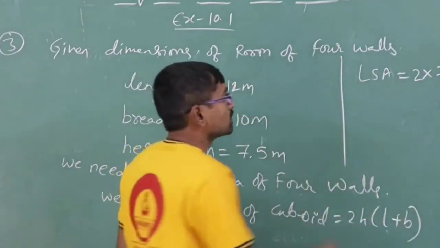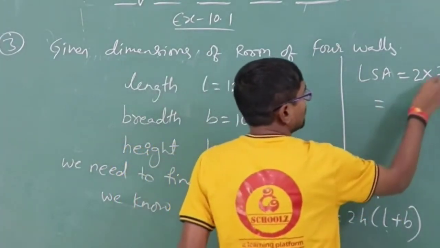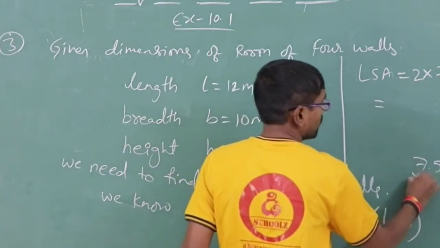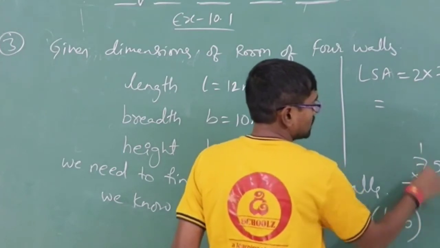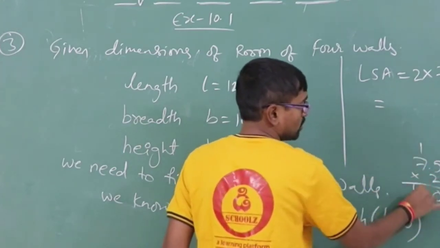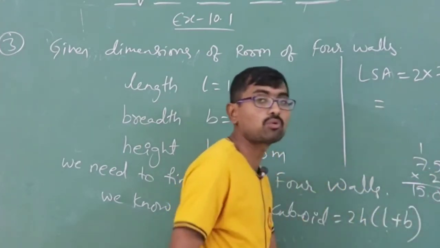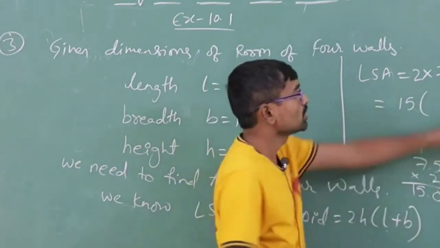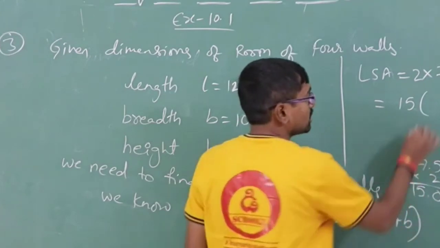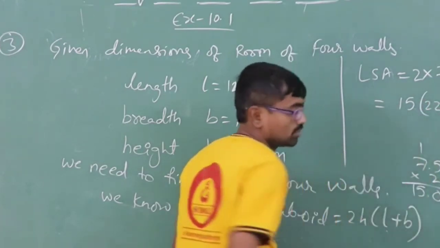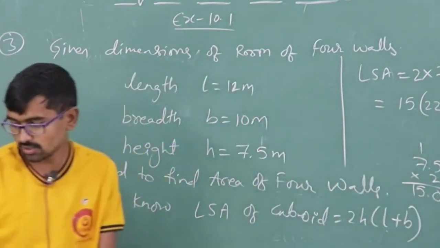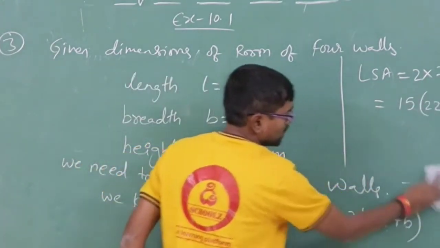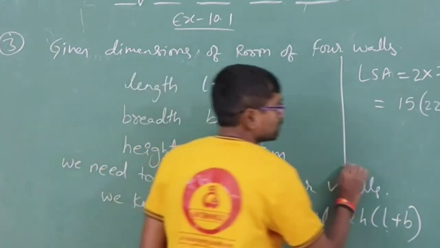Now on multiplying, 7.5 into 2: 2 5s are 10, 2 7s are 14 plus 1, 15, 15.0, it means 15 only. So 15 into (12 plus 10). 12 plus 10 is equal to 22. Now on multiplying I will be getting the answer.